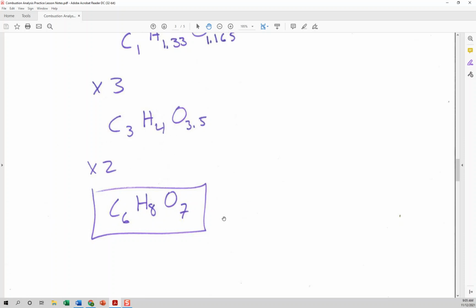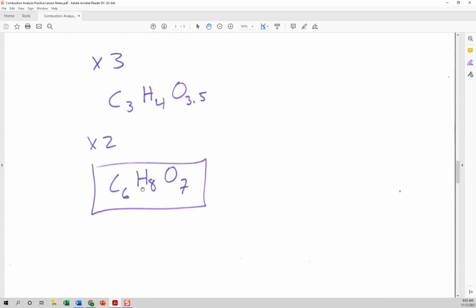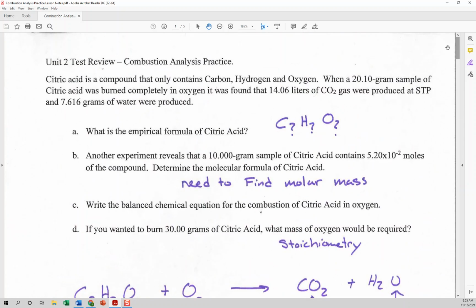And I know what you're saying. You probably could have just Googled the formula for citric acid, but you don't have Google available on the test, or you shouldn't. If you do, remember I know where you live. All right, so there we go.